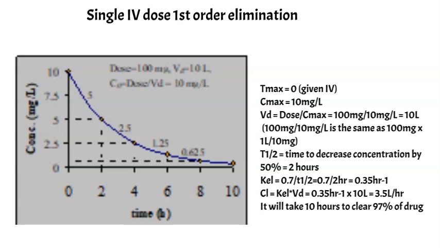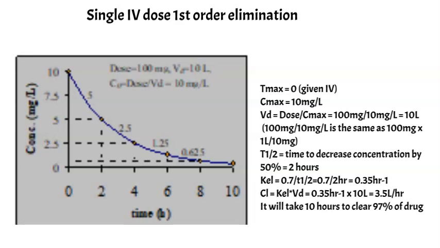We can calculate our volume of distribution: dose divided by Cmax. We knew that we gave 100 milligrams, so 100 milligrams divided by 10 milligrams per liter. Volume of distribution, therefore, is 10 liters. Our half-life is the time needed to decrease the concentration by half. It's 2 hours consistently, therefore we know it's first order.